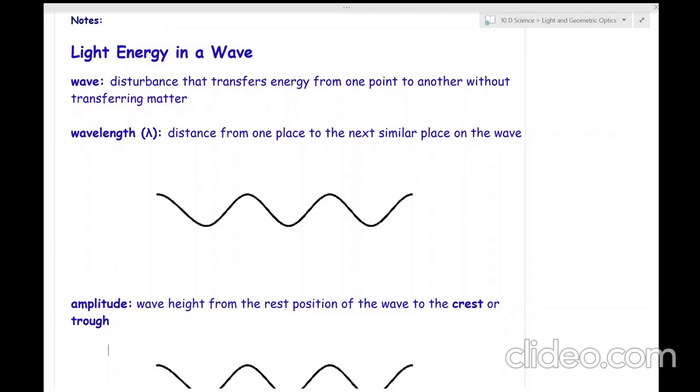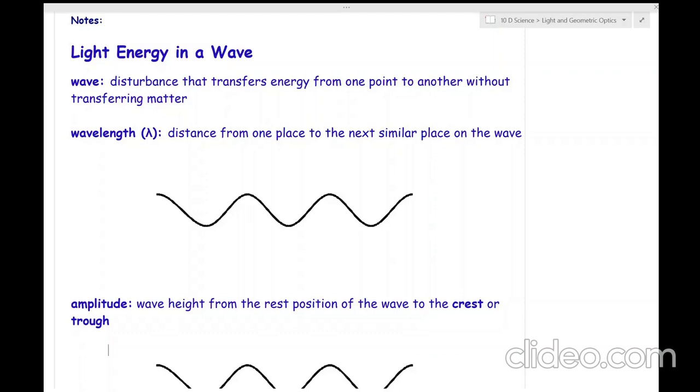Welcome, everybody. This is lesson number one in light and geometric optics. Today we are going to be looking at light energy in a wave. We're going to be looking at the different components of light and what the waves actually look like, and then measuring some parameters or some quantities within those waves.